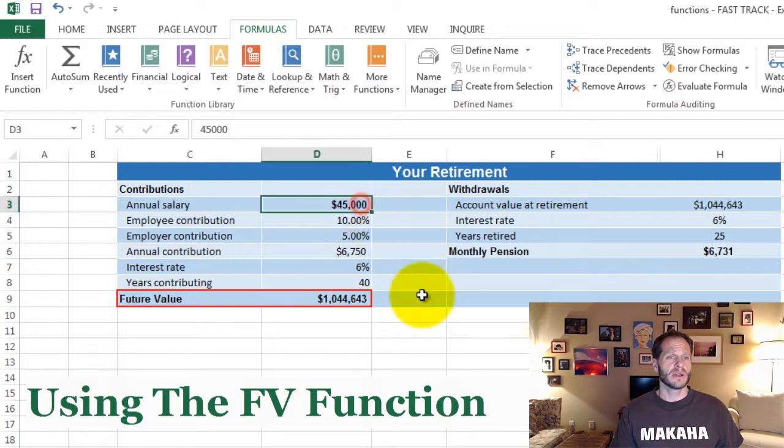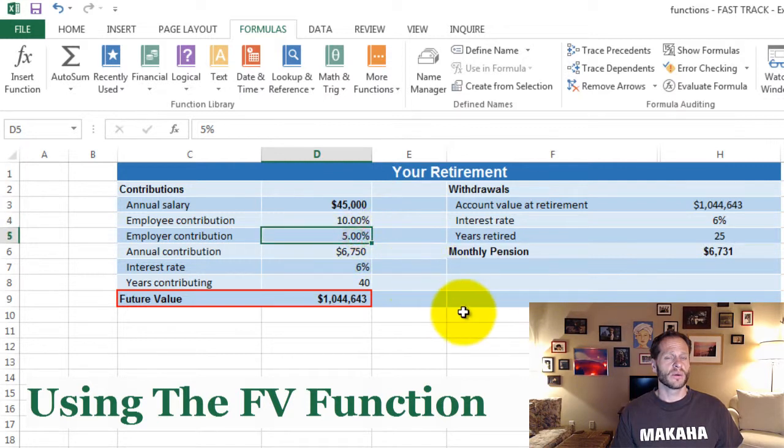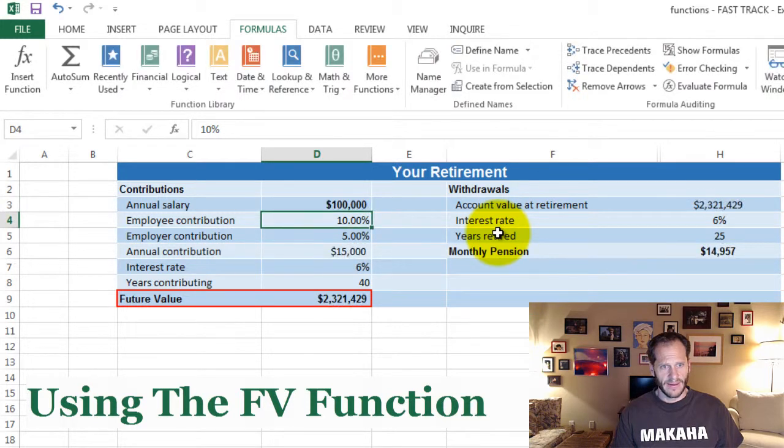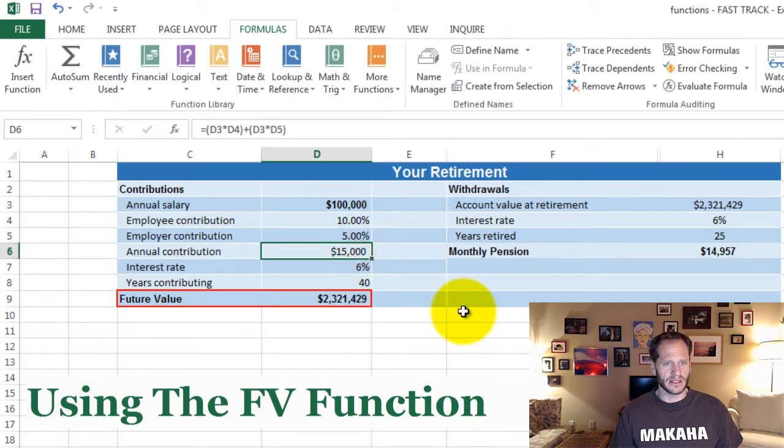So here an employee is making $45,000. The employee is going to contribute 10% of their income towards their investment every year. The employer will match it some, contributing 5%. So overall, 15% of this employee's income is going to be contributed. So that's $6,750 per year. You'll see if I made that $100,000, then that's 15% of $100,000 right there.